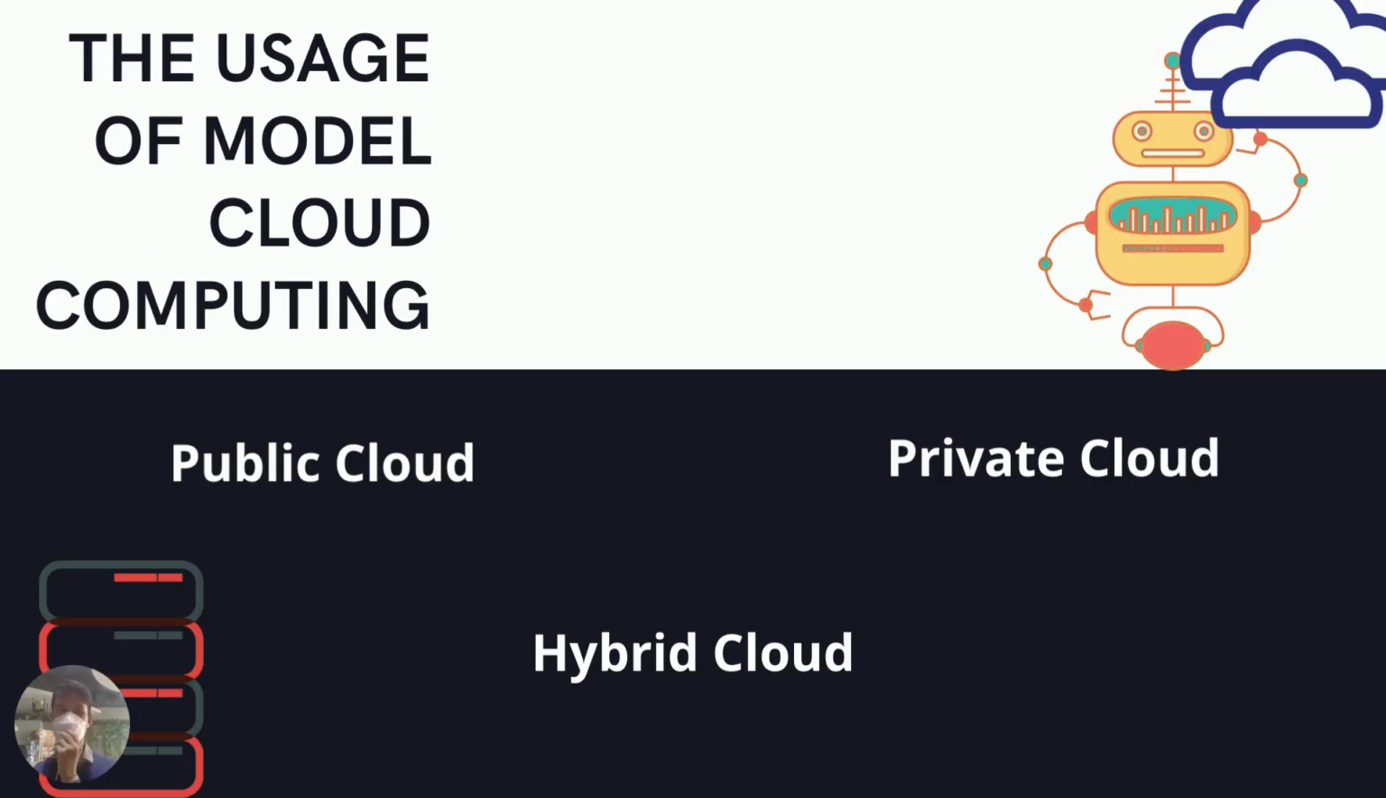And the usage model of cloud computing is divided into three elements. The first one is the public cloud. The public cloud is used by people around us to save their data and their private data.